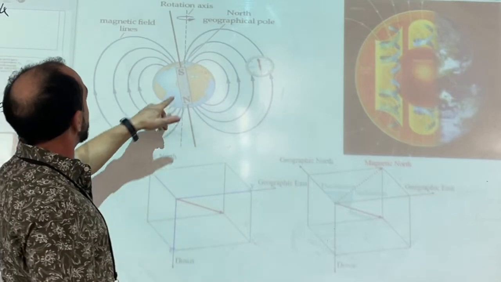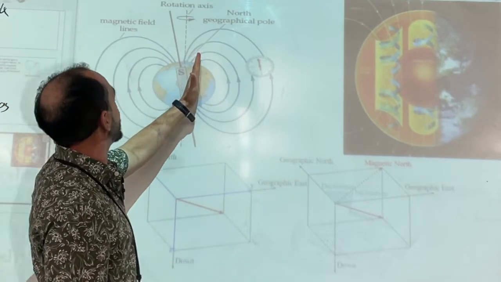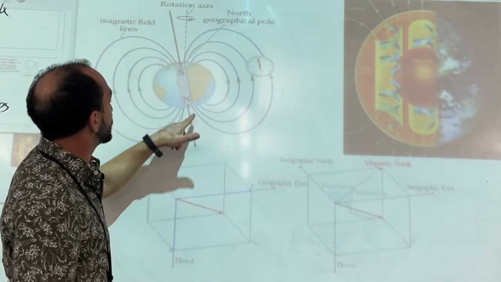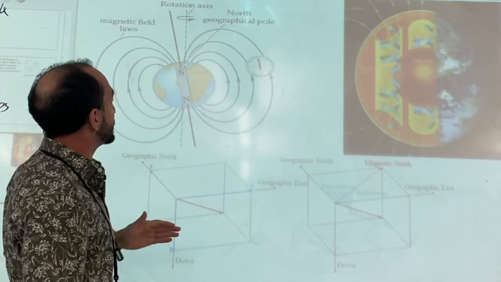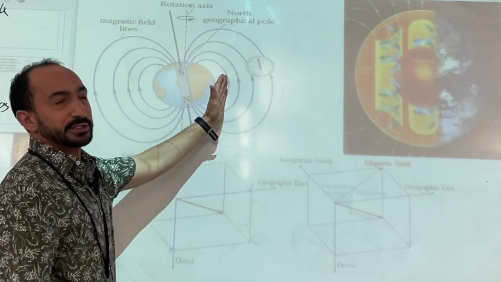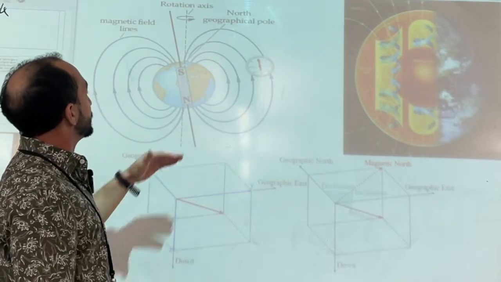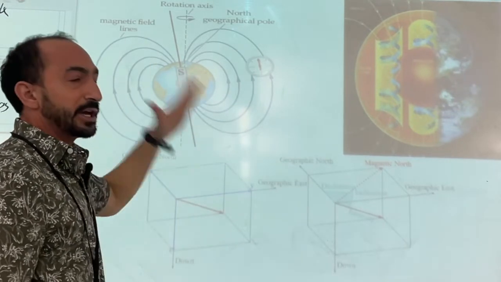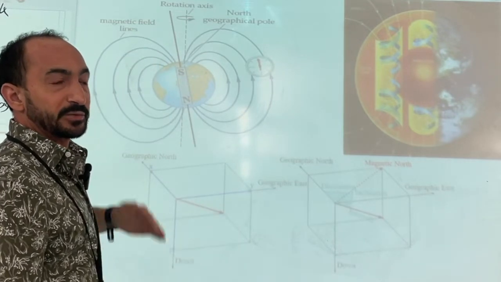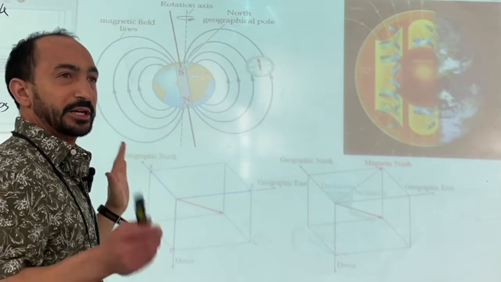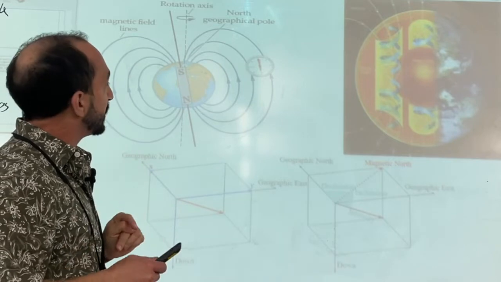So you can see that near the North Pole, the field points downwards towards the Earth. Near the South Pole, it points upwards away from the Earth. And only at the equator is the field actually horizontal, actually parallel to the surface of the Earth. So you've got this inclination, how much it points up or down, instead of just being parallel to the surface of the Earth, which is what we naively imagine it should be.